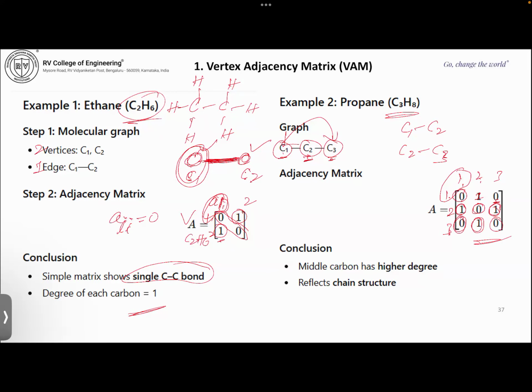So the conclusion is the middle carbon, the second one, has a higher degree. You can see that it has two 1s, but in the first and third rows, we have only one 1 in the matrix. So this is what the computer can understand from this matrix. It understood that the central carbon has a higher degree. So this reflects chain-like structures.